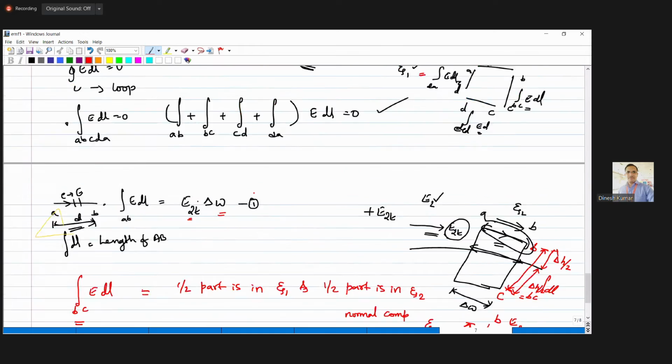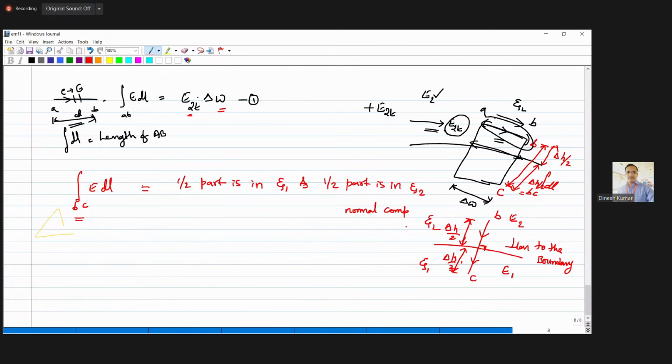So I'm coming back here. E2n is pointing upward. Similarly, E1n is also pointing upward. See, BC is going downward, but E2n and E1n are moving upward. So both are in opposite direction. Therefore, we have to go with a negative sign for E1n as well as E2n.